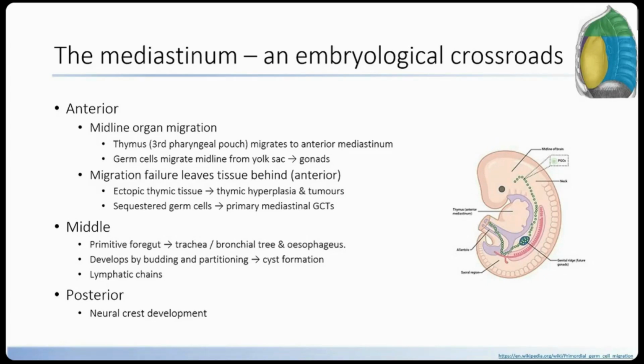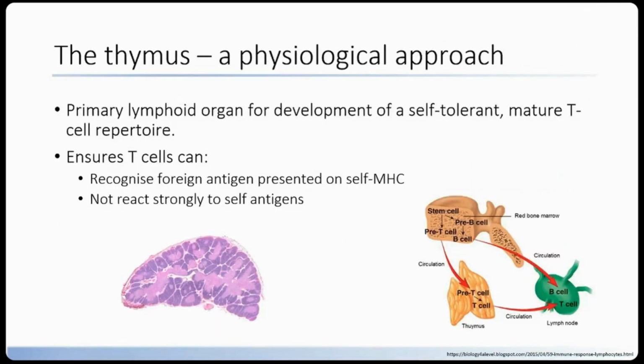So we thought about anatomy, we've thought about the embryological perspective, and I think we just need to have a quick reminder, going back to the anterior mediastinum, which is where we're going to focus the majority of this talk. What about the thymus? What's the function of the thymus, and does that help us understand some of the neoplastic processes that we encounter?